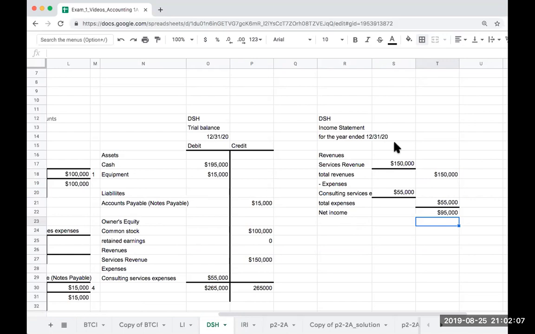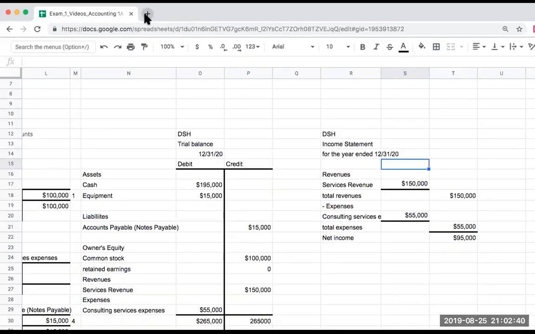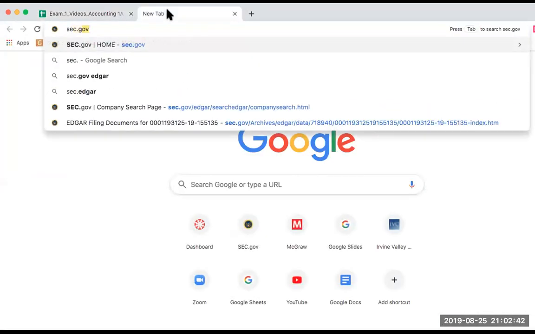Okay. Notice here when I do the income statement, this is very, very important. You have to do a heading. So DSH income statement, and it's for the year ended December 31st, 2020. It's a period of time. This is what we earned on an accounting basis during this period of time. Also notice here, do you see debit or credit anywhere on this financial statement? No. And in fact, let's just take a look at an SEC document.